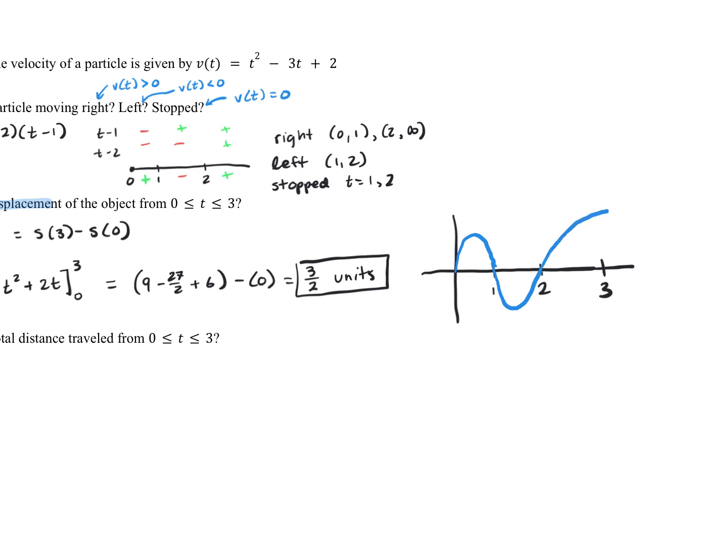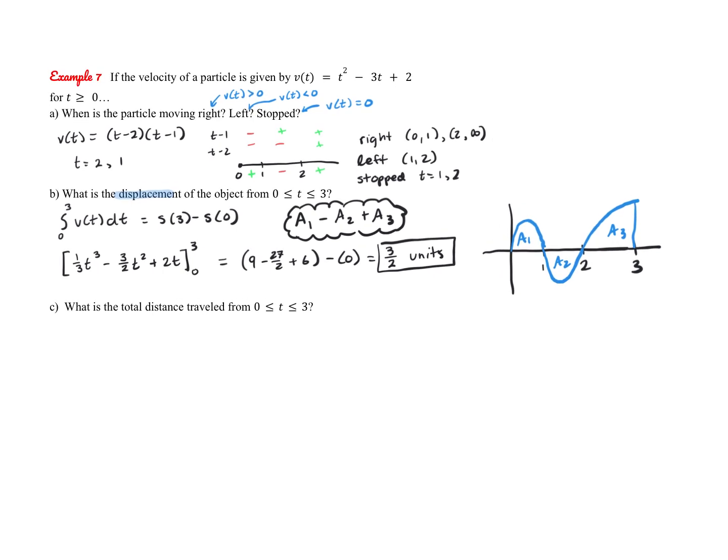So what we did was we did A1, and then we did minus A2, and then plus A3. That's how we would find that definite integral, because remember, anything below the x-axis we count as negative when we're finding the area under the curve. So here's what we did here. But if we want to find the total distance traveled, like they're asking in part C, so here we want to find the total distance traveled.